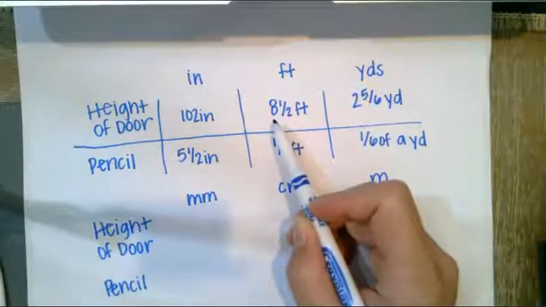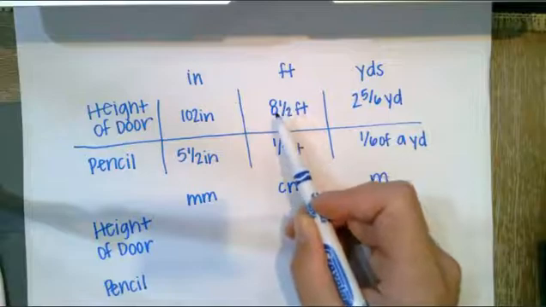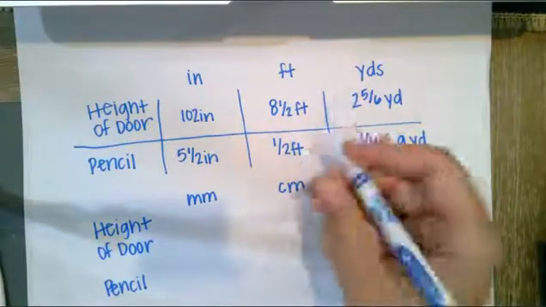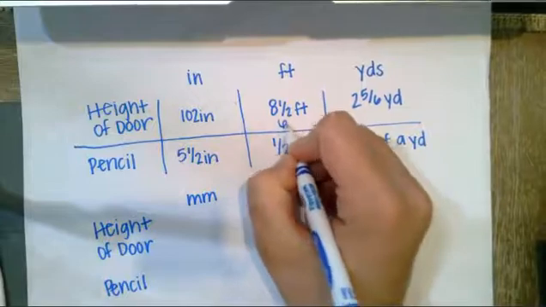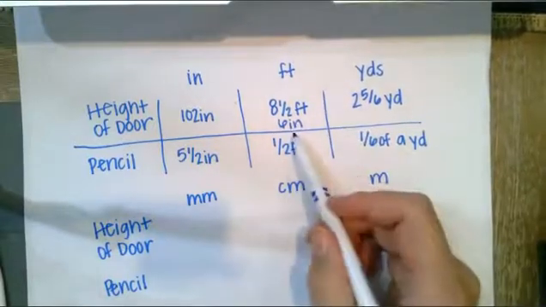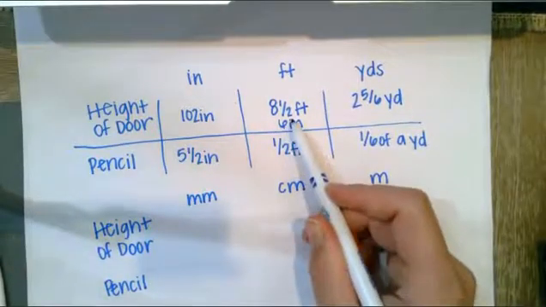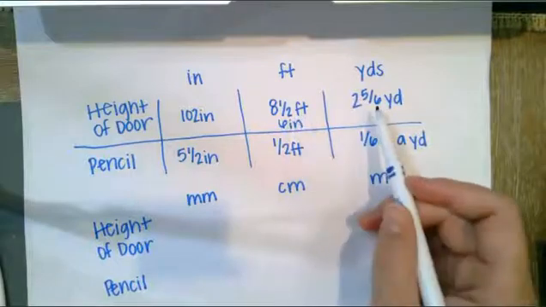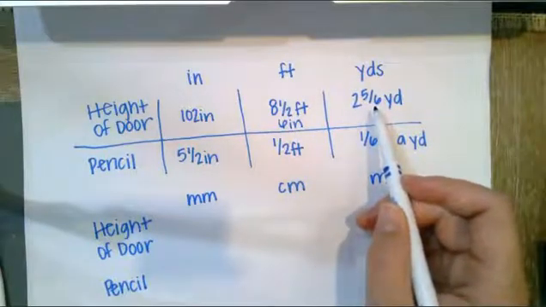You can decide if you want to do half a foot, or if you want to write 8 feet and 6 inches to be a little bit more precise, because 6 inches is half of a foot. You can do the same thing for yards. This is up to you.